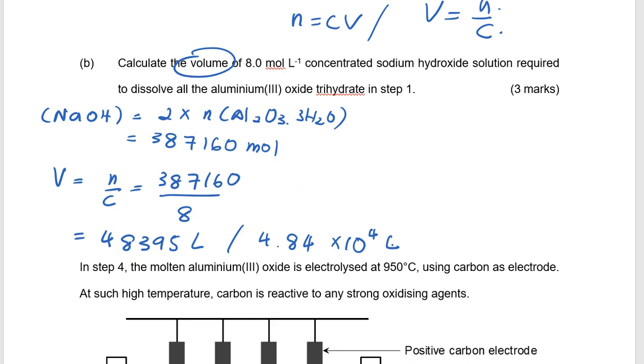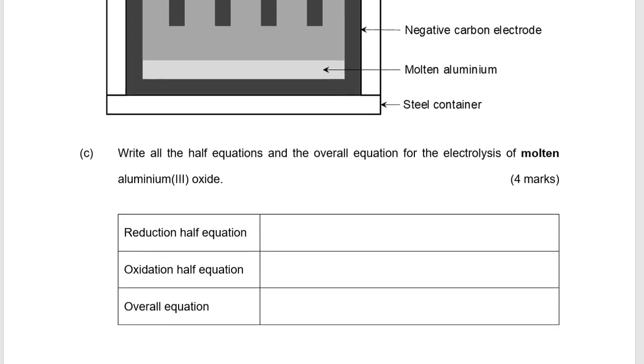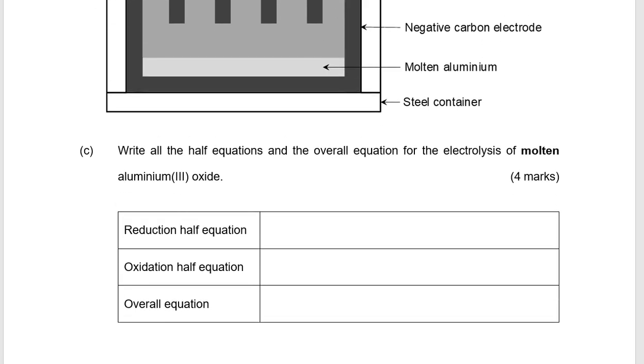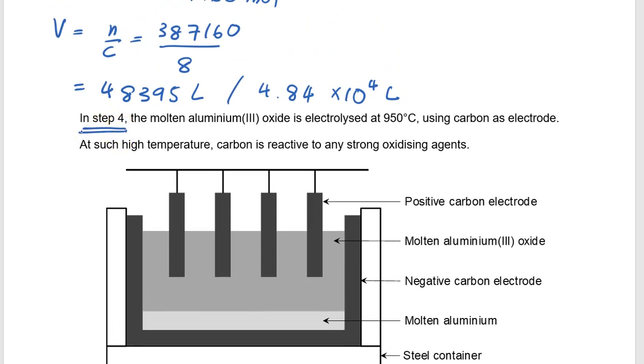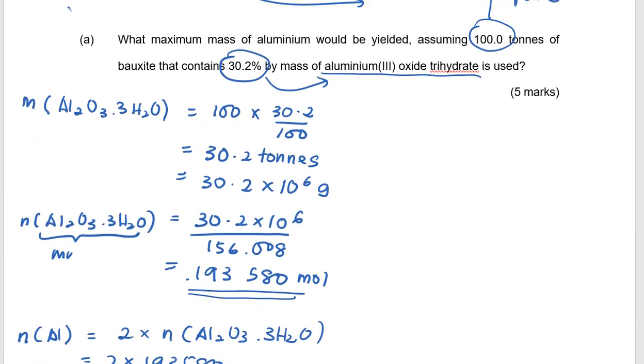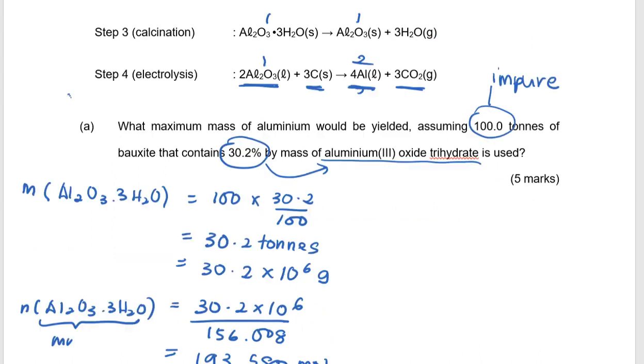Next, okay, electrolysis equations. Okay, how do you identify? Now, first things first, step 4. They're talking about step 4. So you just have to go back to the question, and you can see in step 4, aluminium oxide produces aluminium, carbon produces CO2. That's basically your reactants and products. Now, how are you going to come up with the equation?